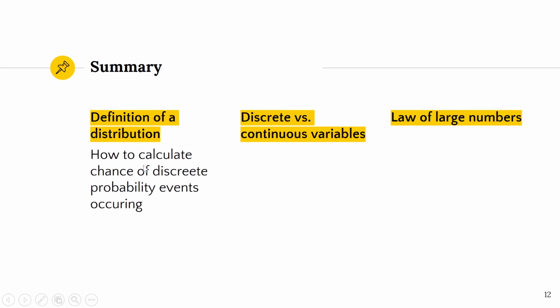So in summary, what do I want you to take away? You have to be able to define what a probability distribution is and how to calculate the chance of discrete probability events occurring. You have to be able to figure out if a variable is discrete or continuous. So that might be a quiz question: figure out, is this variable discrete or continuous? And you have to be able to basically remember what the law of large numbers is. Okay.